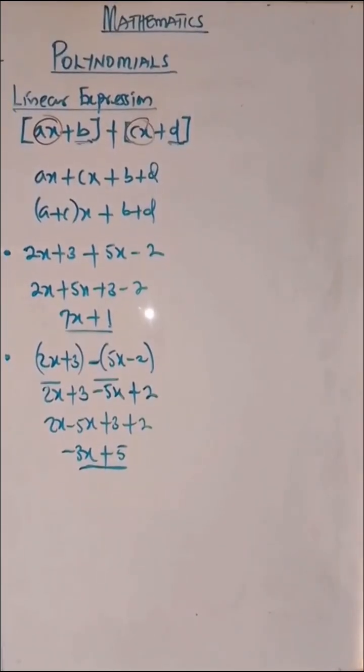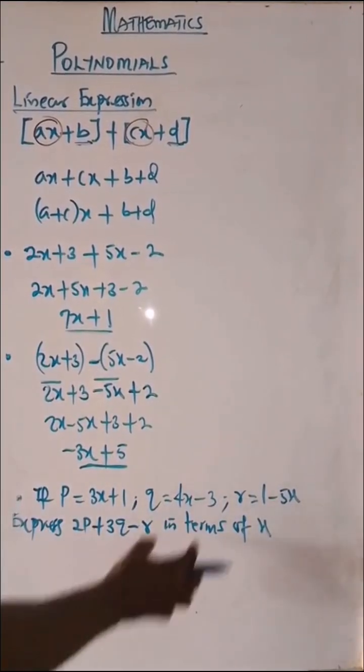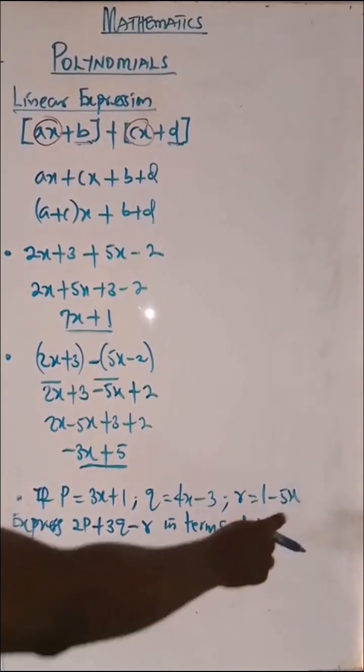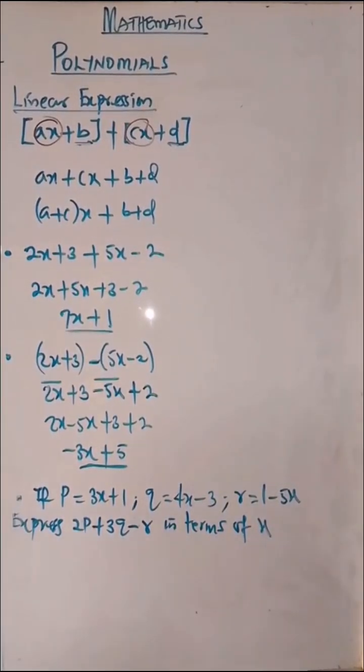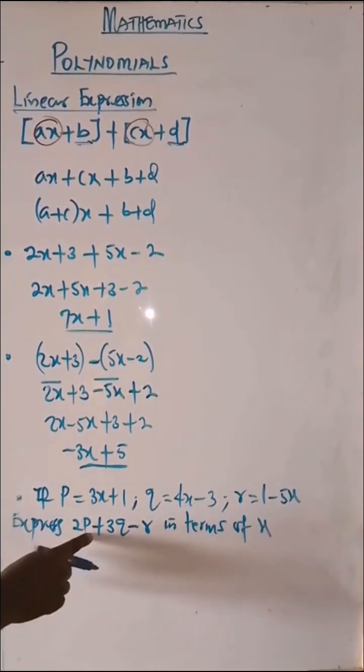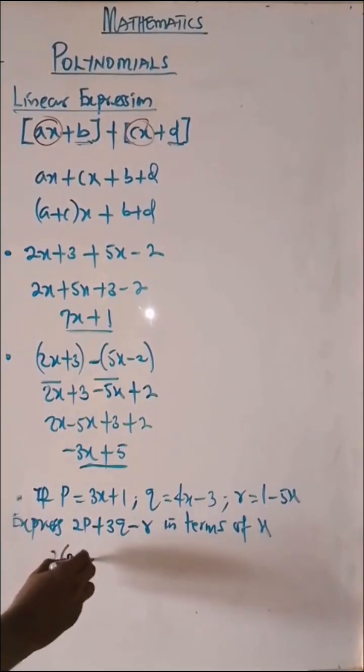Let's give a more complex example. Rule number 1, do not panic. If P is 3x plus 1, Q is 4x minus 3, R is 1 minus 5x, express 2p plus 3q minus r in terms of x. Don't be scared. What this is telling us is that instead of writing this p here, I'll write 3x plus 1. So here, this 2 remains outside. What's that p? 3x plus 1.